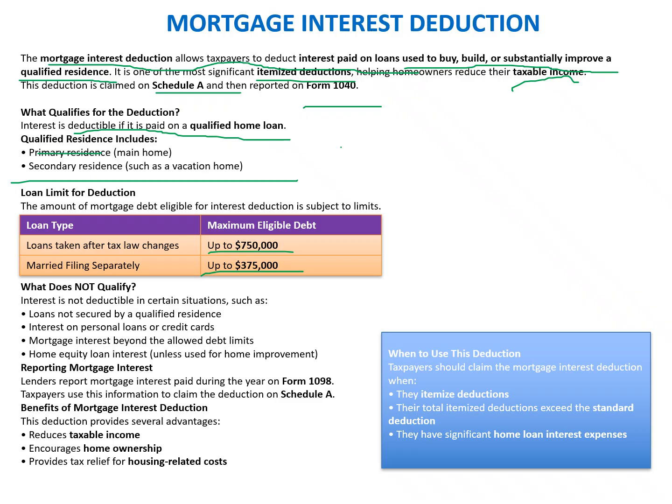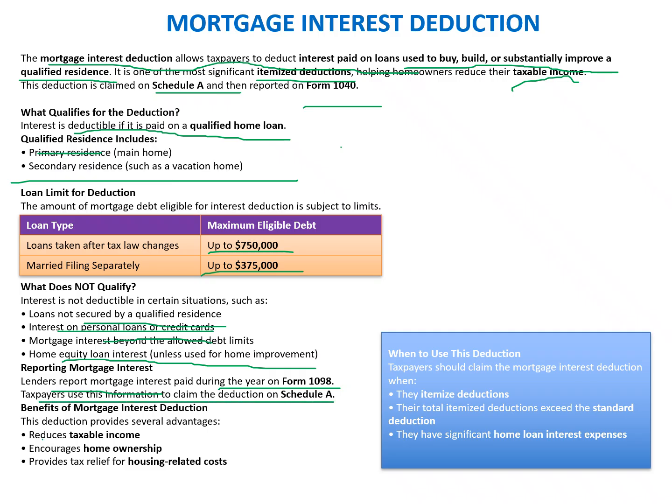What does not qualify? Loans not secured by the qualified residence, interest on a personal loan, mortgage interest beyond the allowable debt limit, and home equity loan interest unless used for home improvement. And then how does it have to be reported? Lenders report the mortgage interest paid during the year on Form 1098, and this Form 1098 is available with the IRS, who can then compare the data with the Schedule A filed by the taxpayer to claim the deduction for the interest on the mortgage loan. The taxpayer uses this information to claim the deduction on Schedule A.